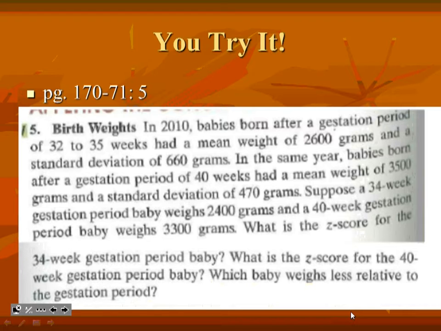Now, they tell us here that we're starting off talking about babies that gestated for 32 to 35 weeks. So that is the category they're talking about. Those that lasted 32 to 35 weeks had a mean weight of 2,006 grams. Why are they doing it in grams? They did not last time. And then we have a standard deviation of 660 grams.